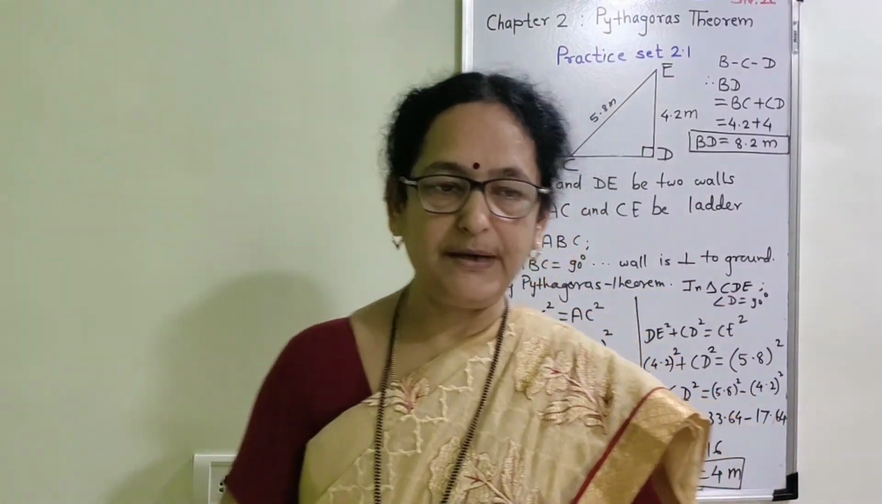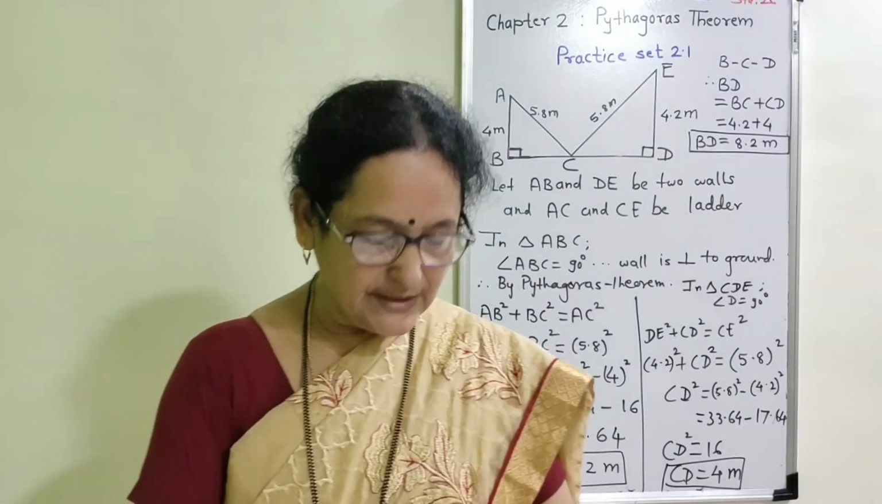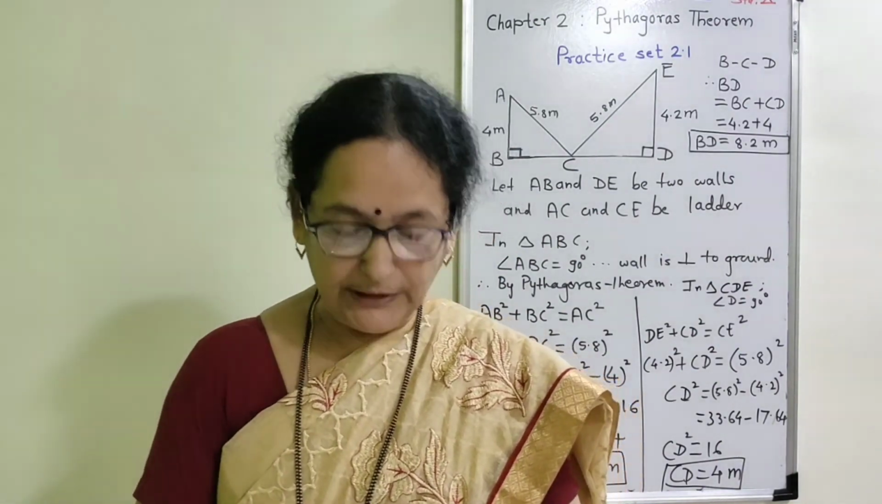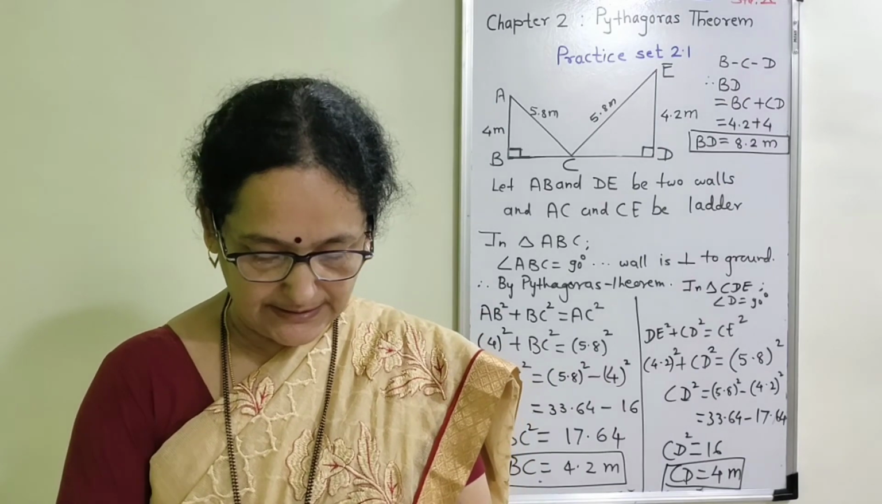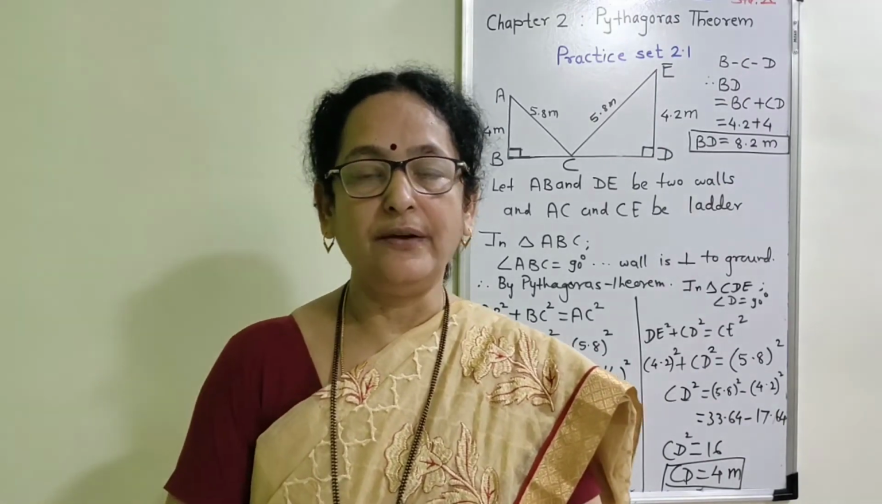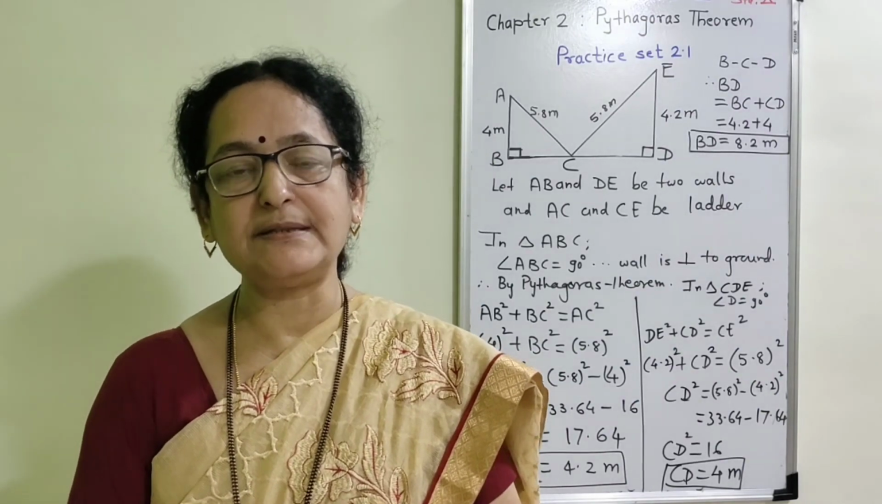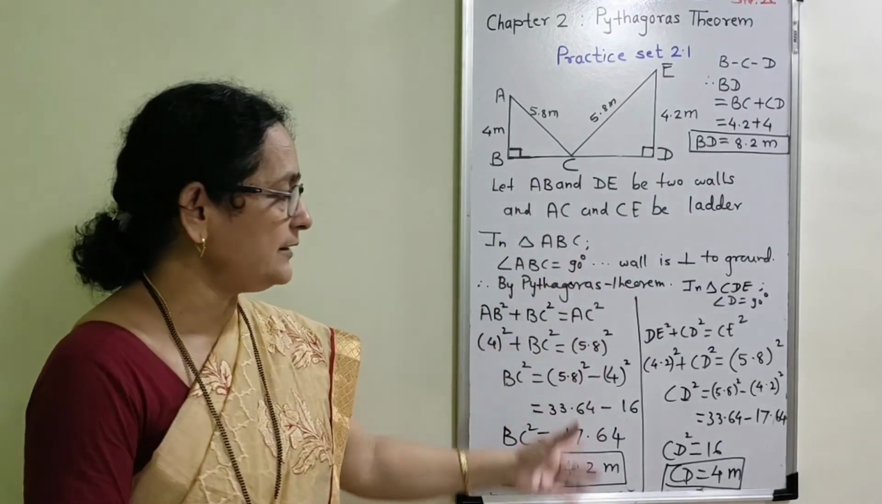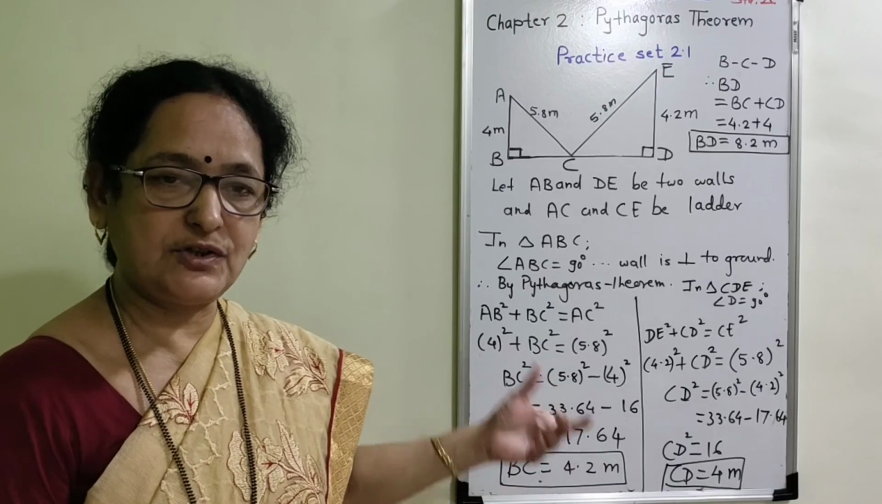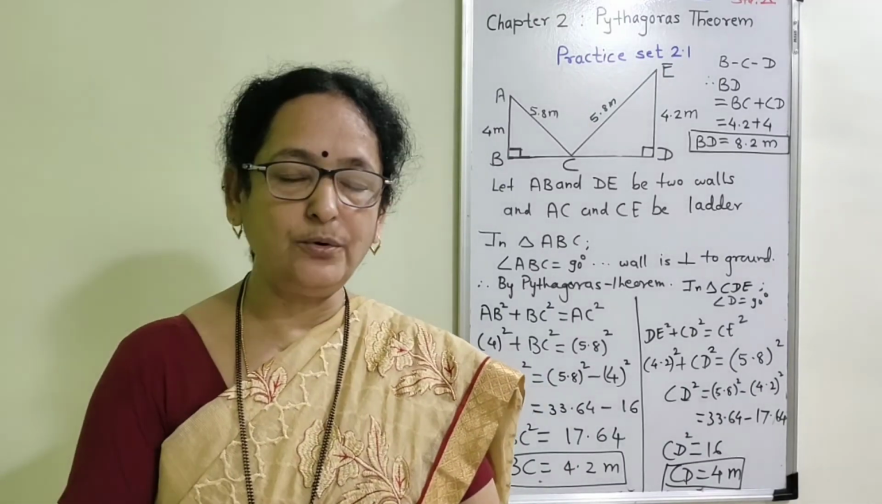Here we have completed our practice set 2.1. Only two examples are remaining, that is example number 7 and 8, which are very easy but important. Solve those two examples as homework and solve each and every example which I have taken in your notebook clearly.